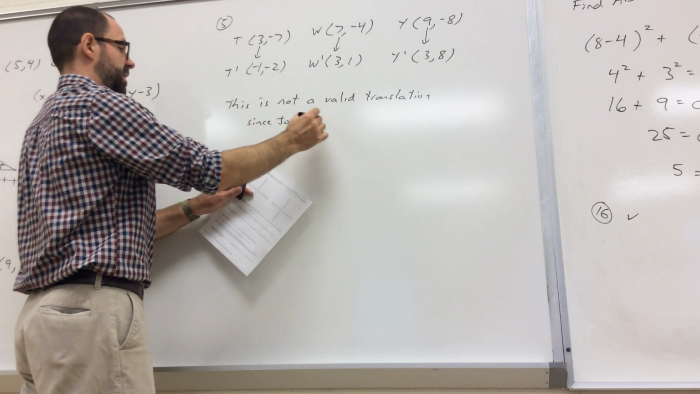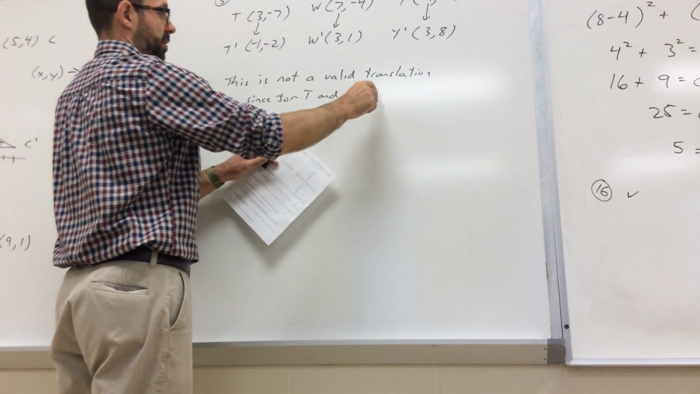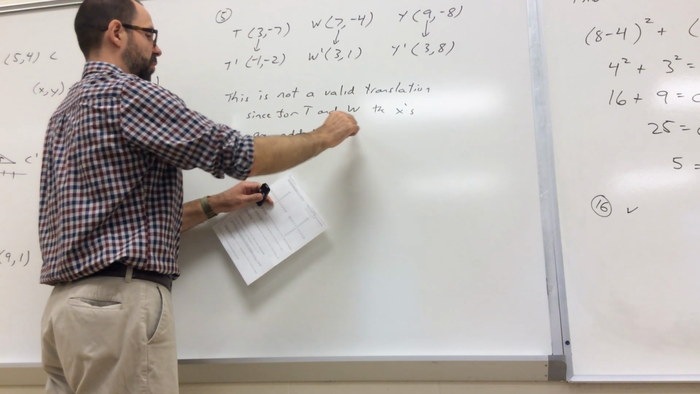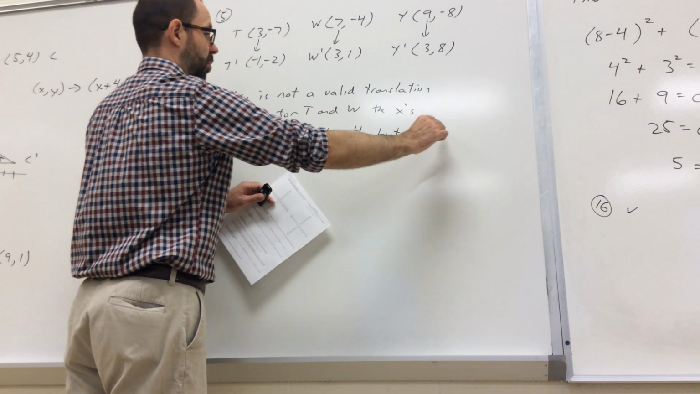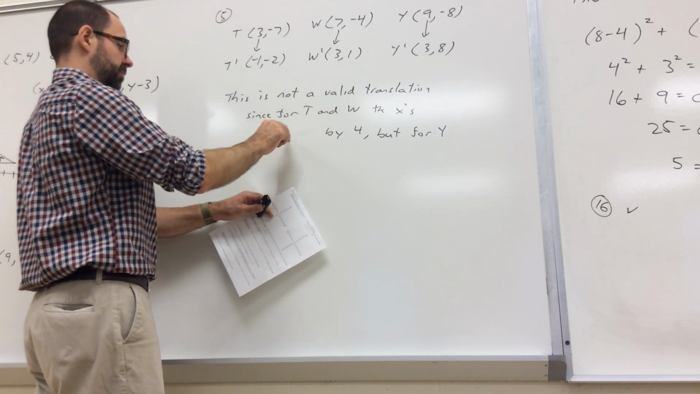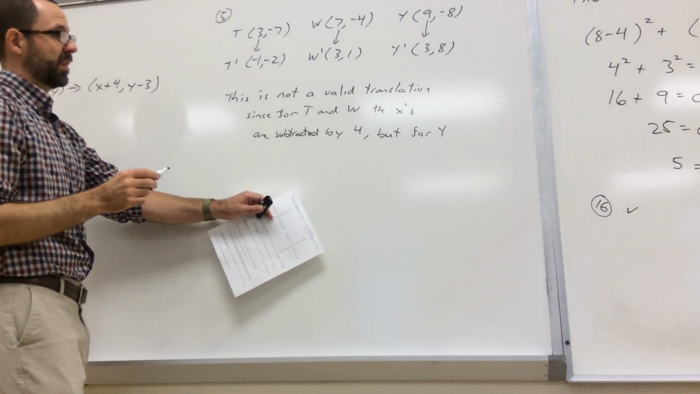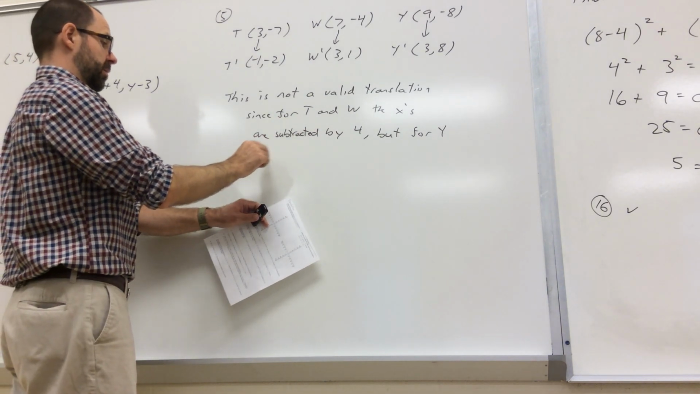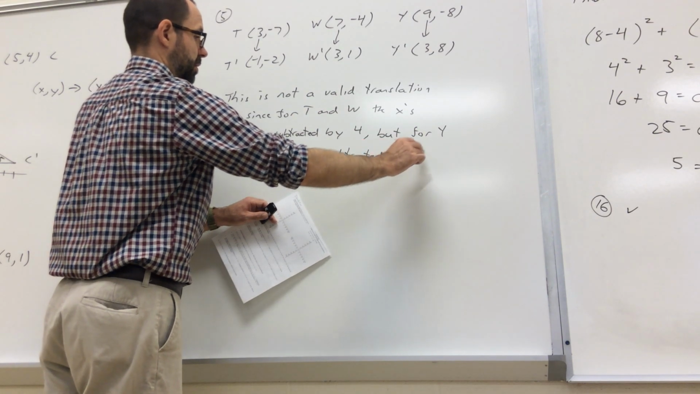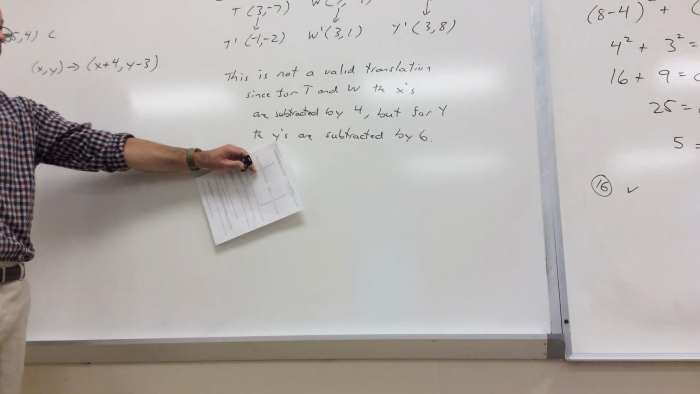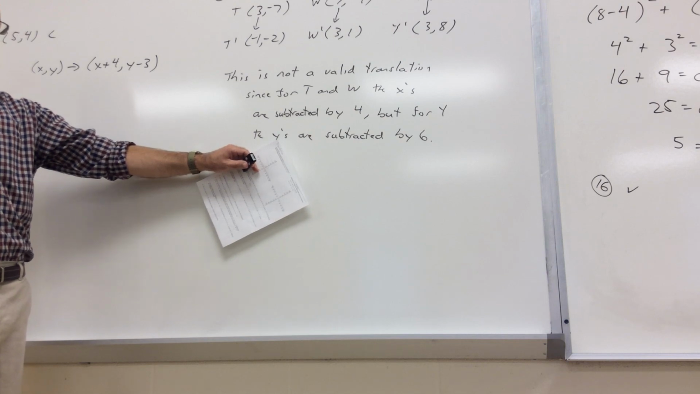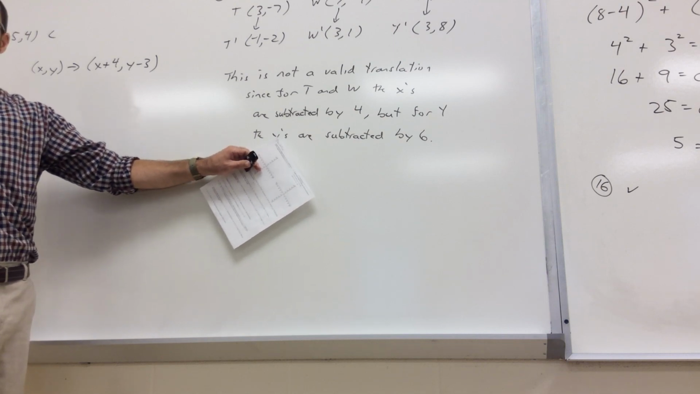This is not a valid translation, since for t and w, the x's got subtracted by 4, but for y, the x's are subtracted by 6.